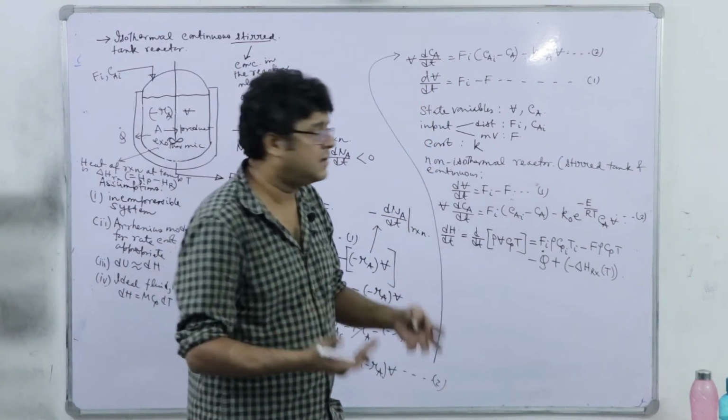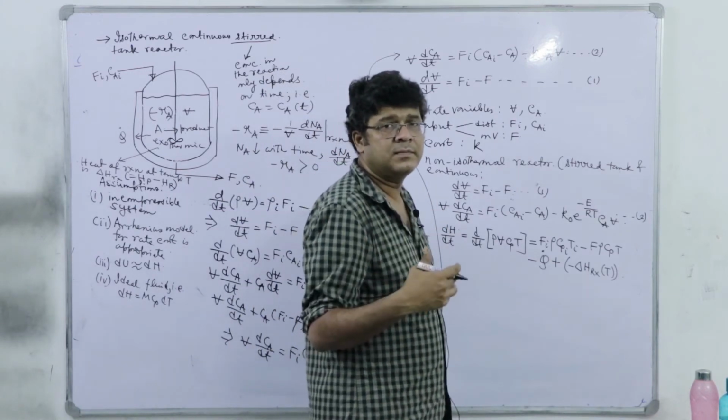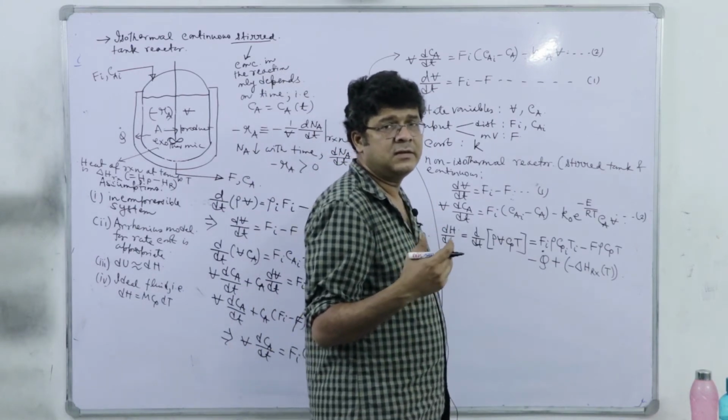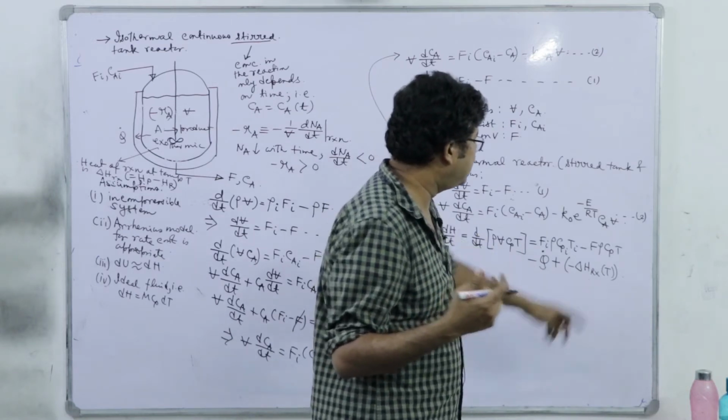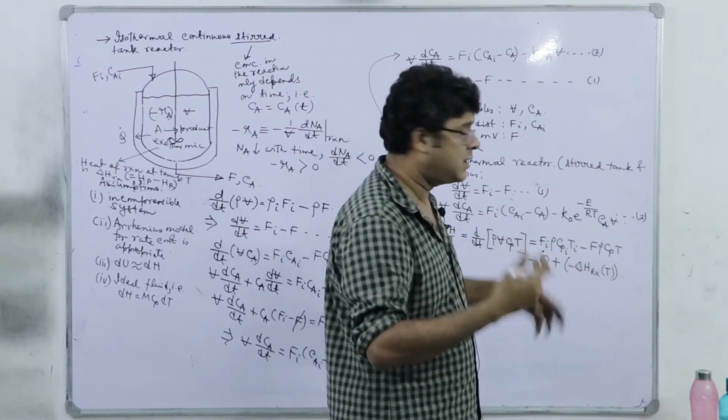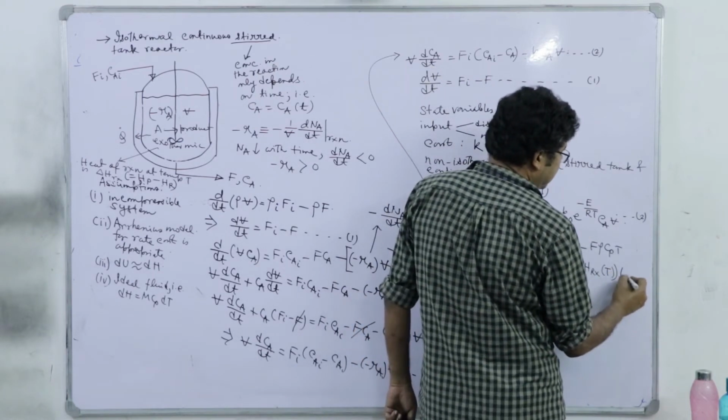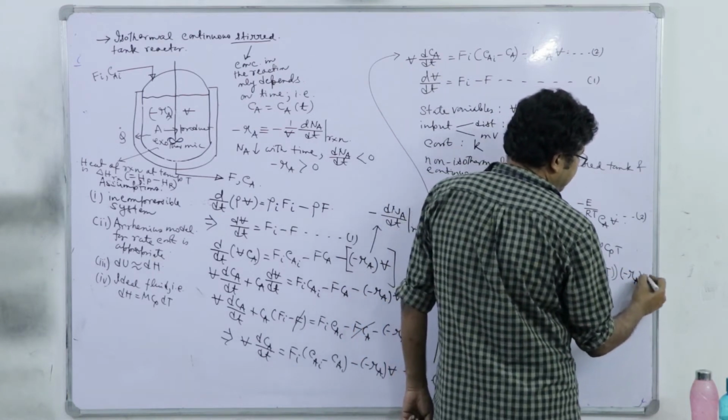Now, what is the rate of the reaction? Minus Ra into V, which is minus dNA dt. So, this is positive. So, what is the heat generation rate that we want to calculate? It is minus Ra into V.